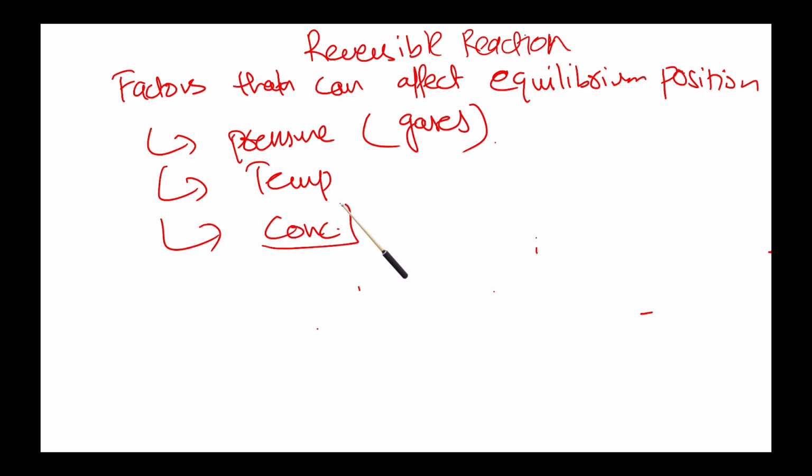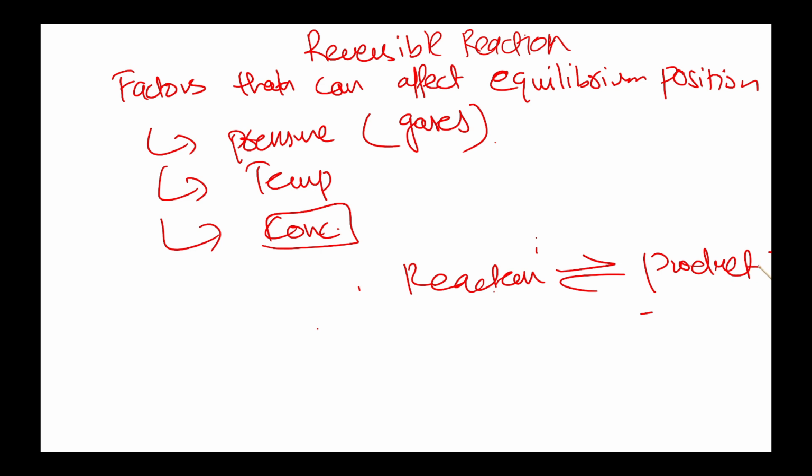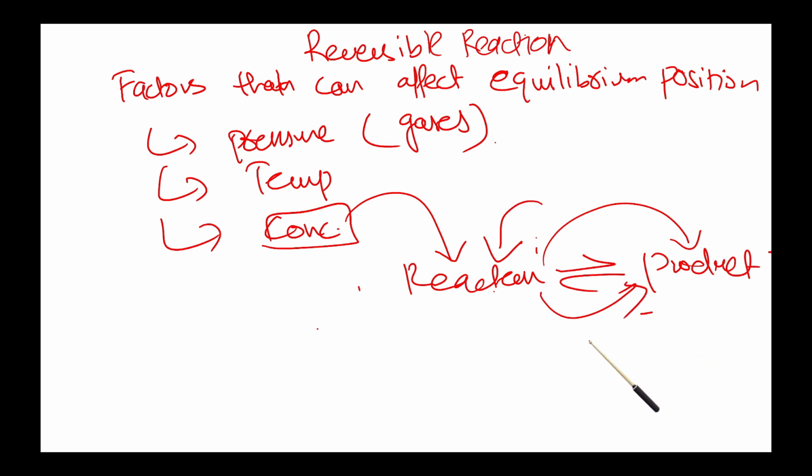Concentration is simple. If you have reactants and this is your product, and this is now the equilibrium position, if you add more reactants, if you increase the concentration of the reactants, the product will be made more, because the system will try to reduce these reactants. So our position will shift towards the right.